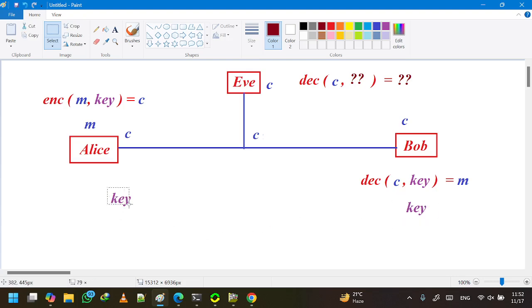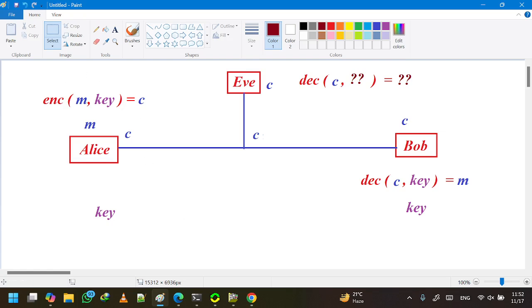But what if they do not have any way or any chance to meet with each other? Imagine these two are two non-trusting parties. They have no chance of meeting together, or there is the communication channel is always being monitored by evil Eve.